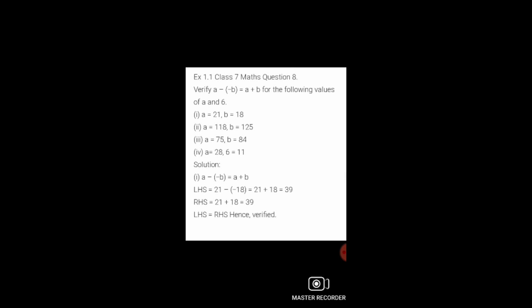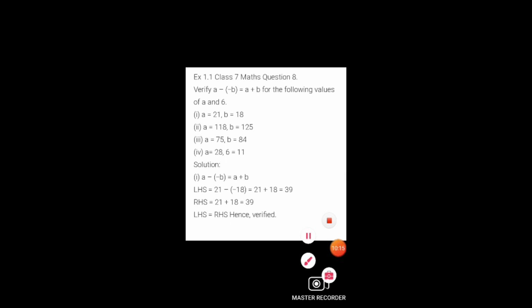So first we take the LHS side, a minus of b. So 21 minus of 18 is equal to 21 minus into minus, that is plus 18. Same sign, so we have to add and put the same sign. So 21 plus 18 is equal to 39. So for LHS we got the answer as 39.